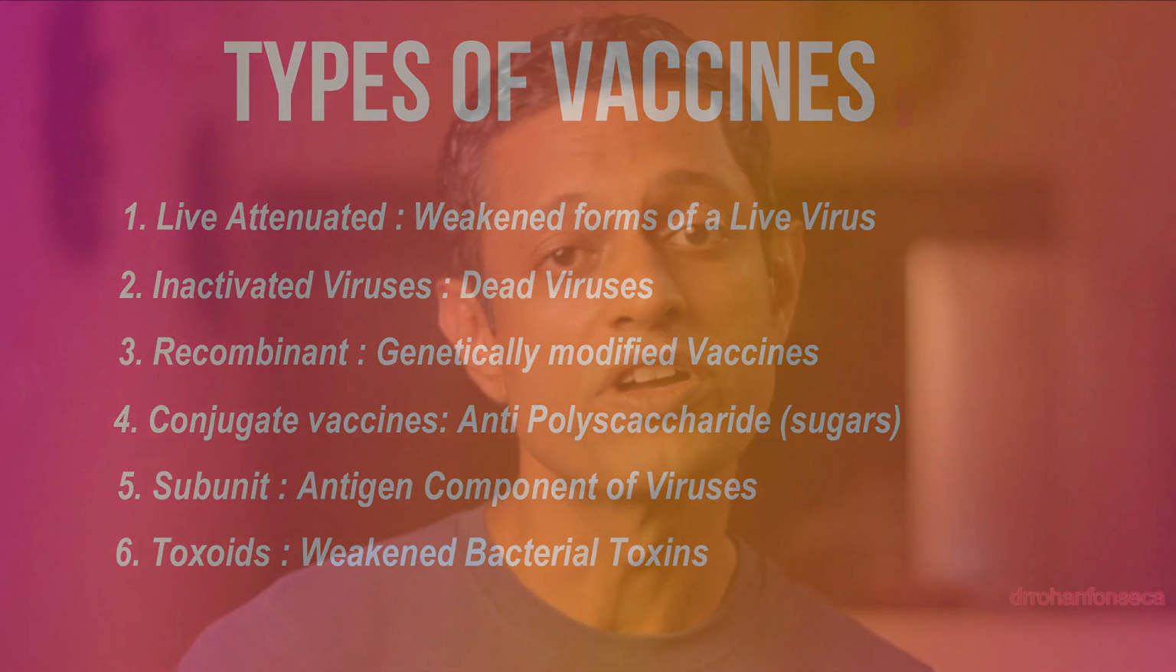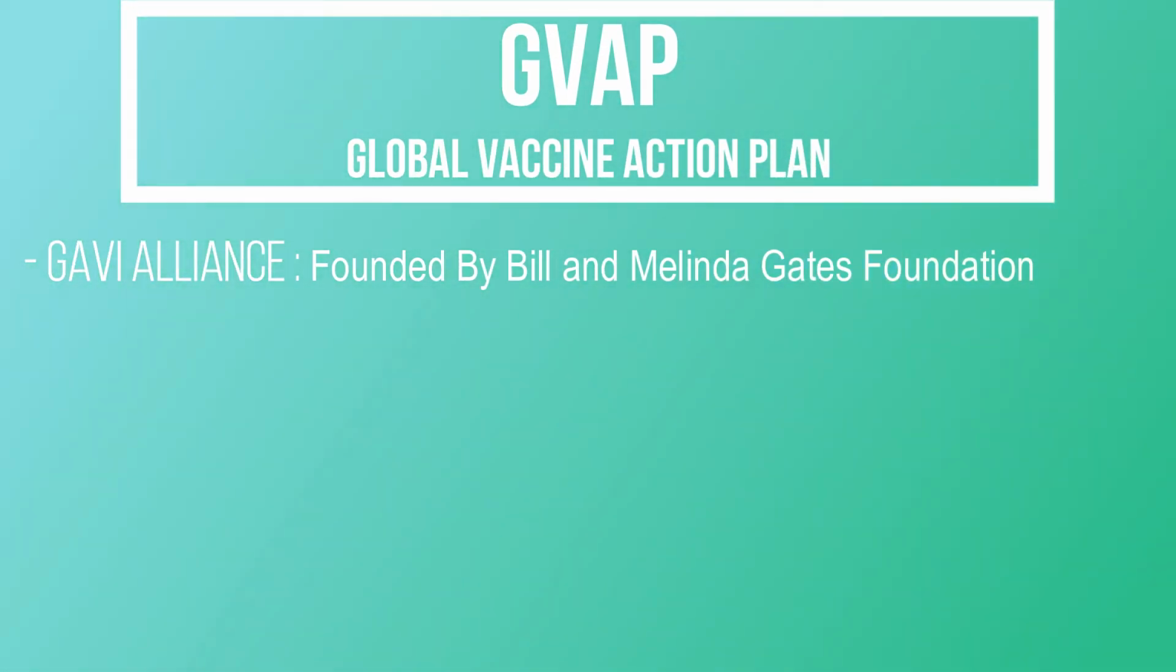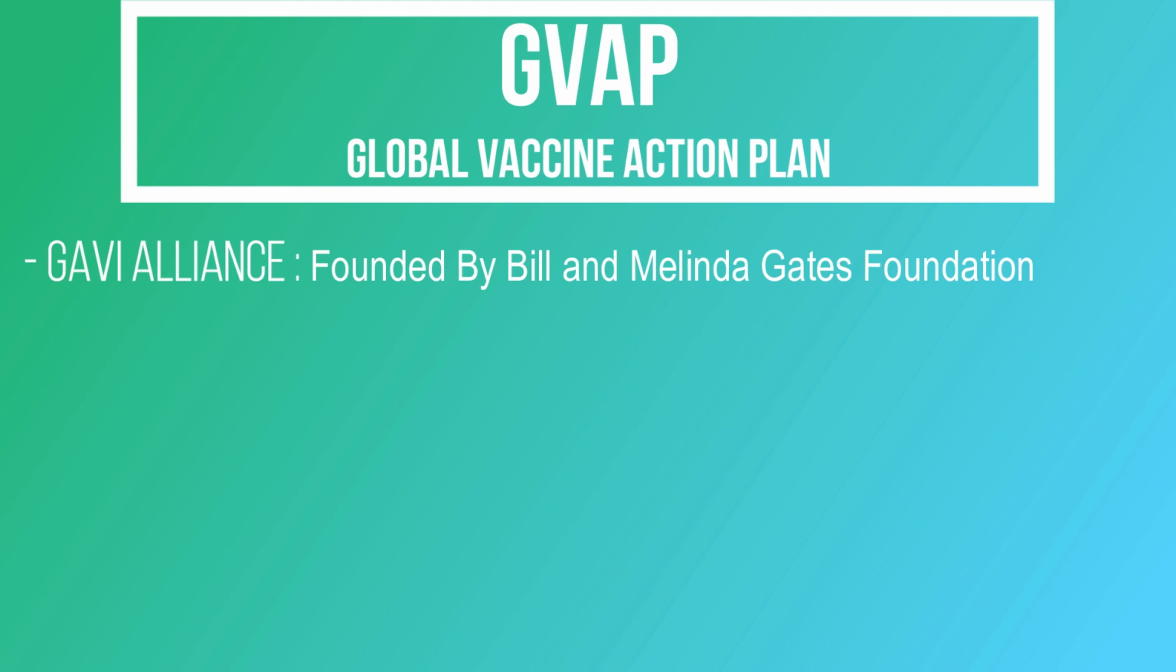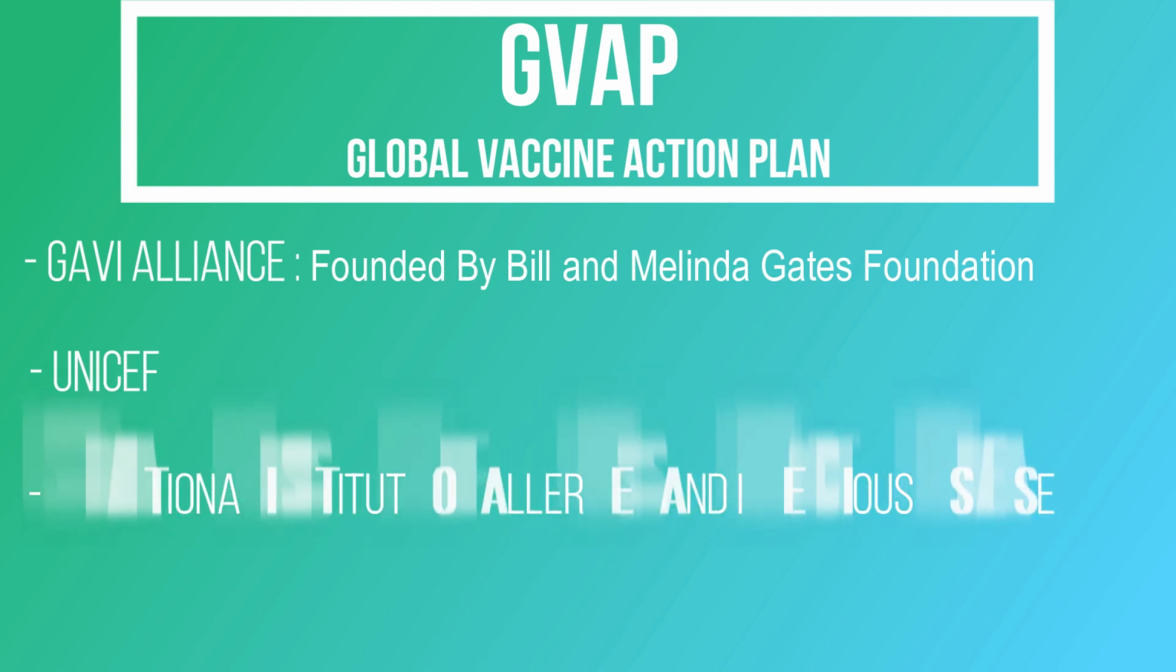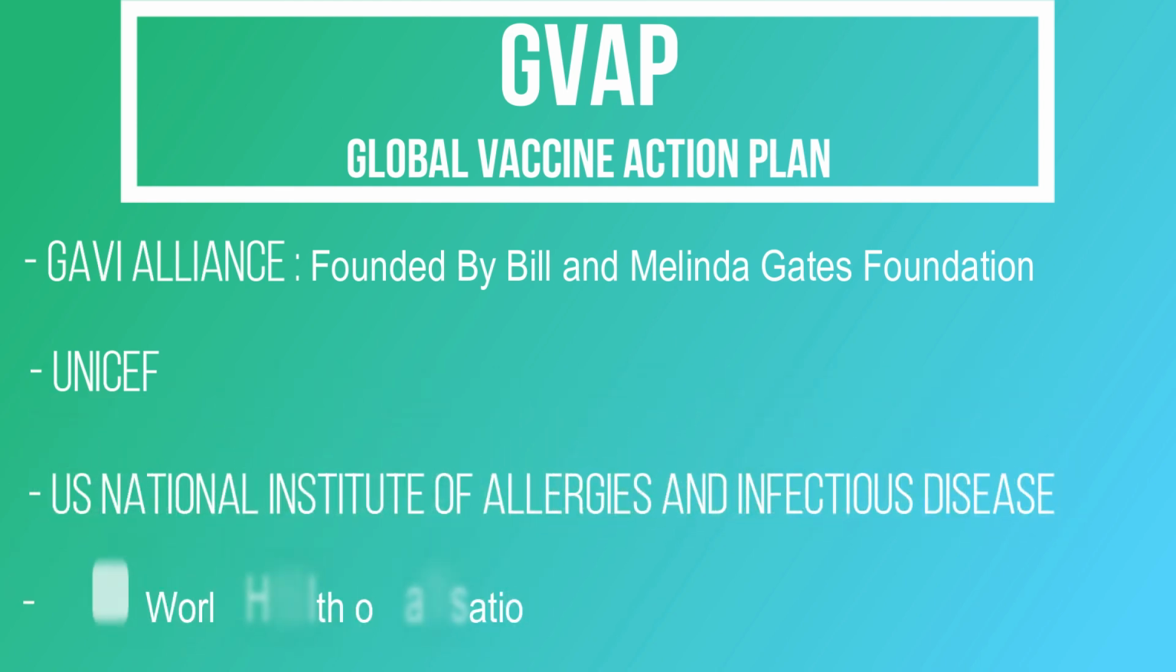Vaccines can be given orally or injected depending on the type of vaccine. Vaccines are produced in accordance with GVAP, the Global Vaccine Action Plan. This was formed in May 2012 and is endorsed by 194 member states of the World Health Assembly. GVAP brought together the Gavi Alliance, the Global Alliance for Vaccines and Immunizations, founded by the Bill and Melinda Gates Foundation, UNICEF, United States National Institute of Allergies and Infectious Diseases, and the WHO along with all its partners, governments, elected officials, health professionals, academia, manufacturers, global agencies, development partners, civil society, media and the private sector.